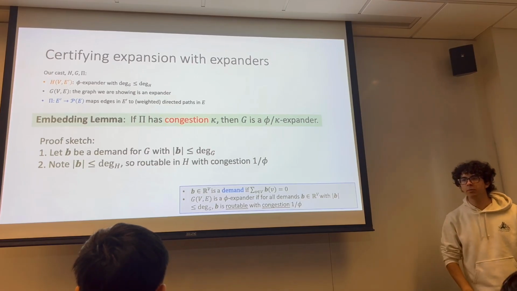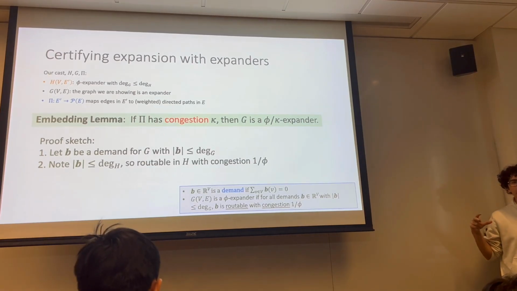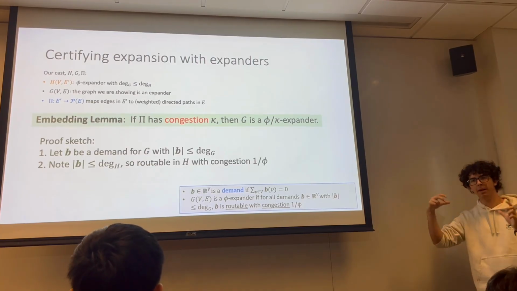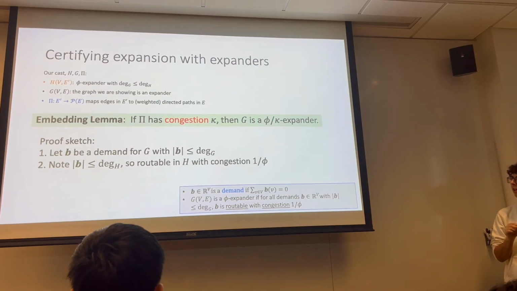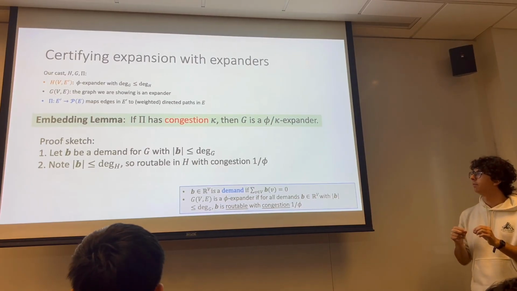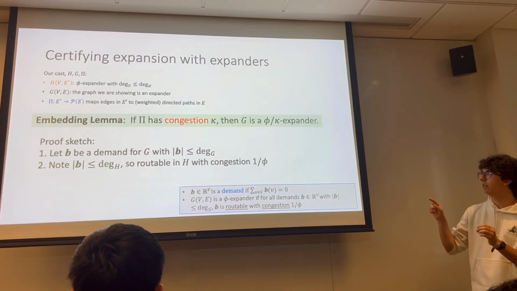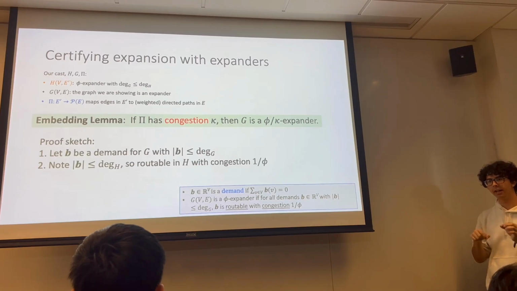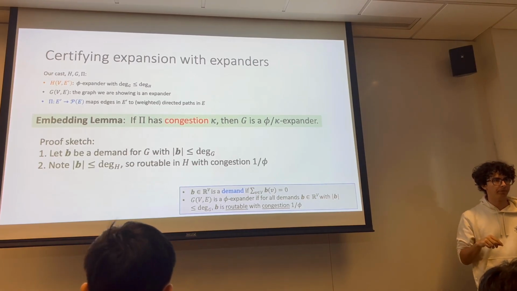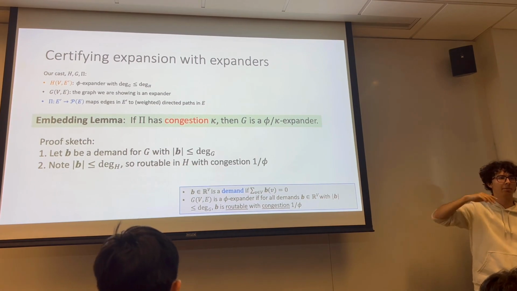And the last thing is we need to route it in G somehow, so you take this routing in H and you just embed it back into G using the embedding pi. So every time you use an edge in the routing in H, you just use the corresponding path, the embedding of that edge in G. Yeah, you stack them all on top of each other.